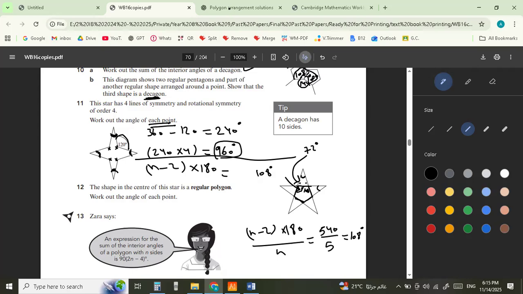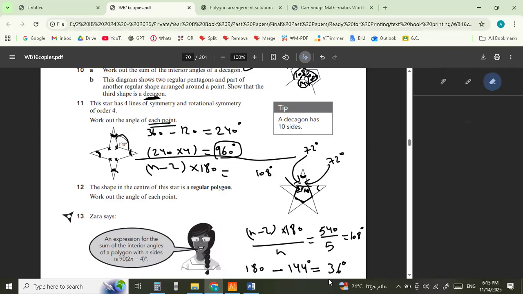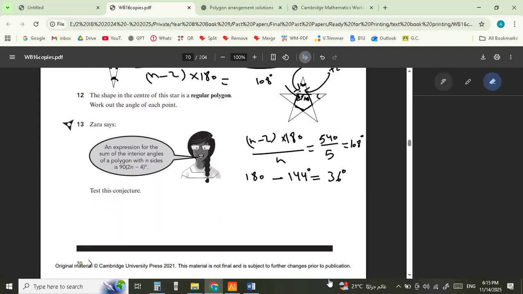This is also 108, so this is 72 degrees. So what is the third? 72 plus 72 is going to give you 144. The third is going to be 180 minus 144, which equals 36 degrees. That's it. No, we have one more question. I was going to end the video.